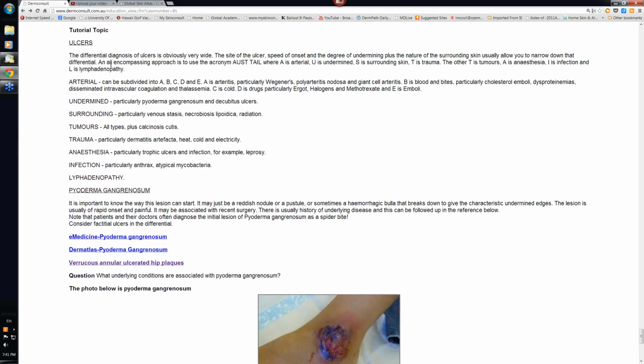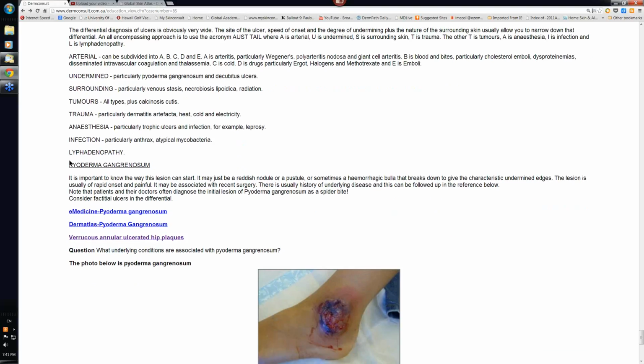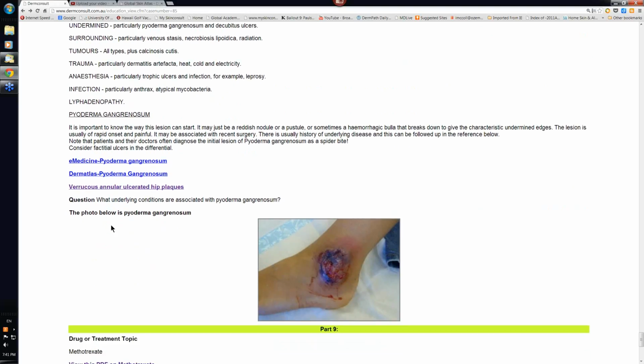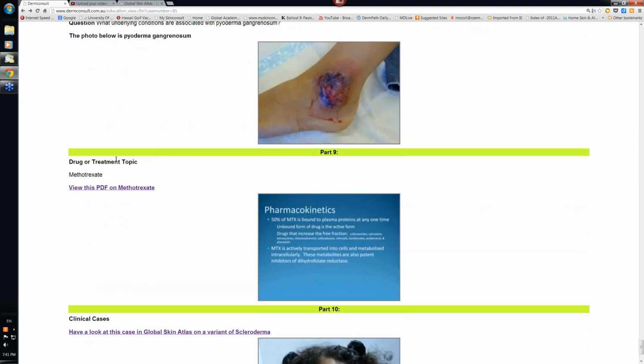Little thing on tutorial topic on ulcers. It's difficult to get a mnemonic that works for ulcers. There can be obviously a whole variety of reasons, from trauma to neuropathic ulcers to ulcers due to tumors, ulcers because of surrounding disease, the pyoderma gangrenosum, decubitus ulcers. So have a little read about that, and a little thing there on pyoderma gangrenosum.